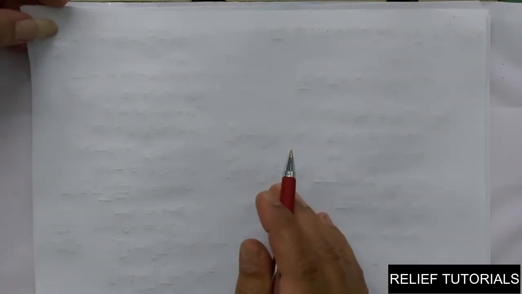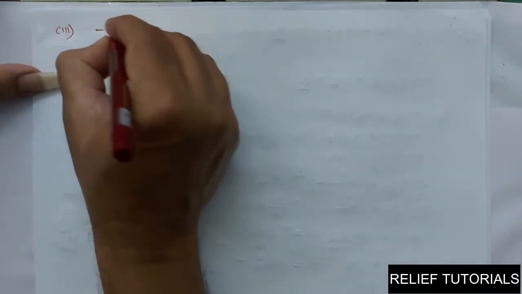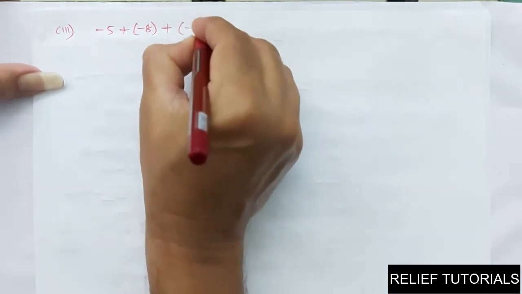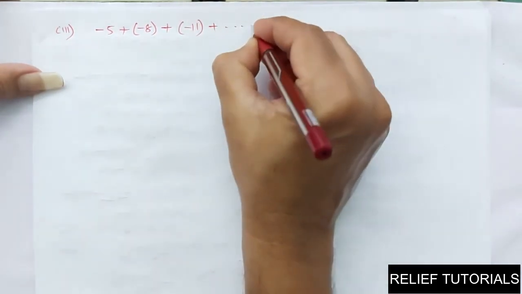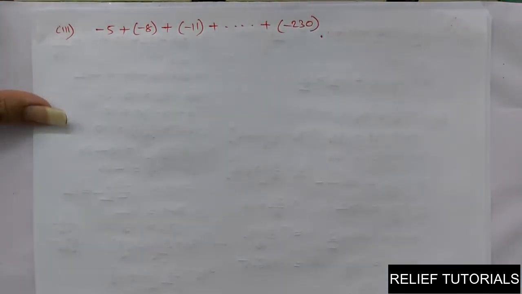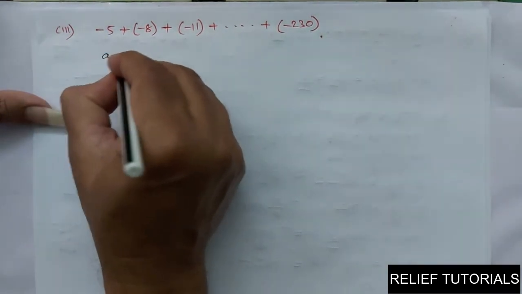Now we'll do the last problem. See, here it is, the third one: minus 5 plus minus 8 plus minus 11 plus and so on, up to plus minus 230. You want to find the sum. So, what do you require? a and d. You have a. a is equal to minus 5.